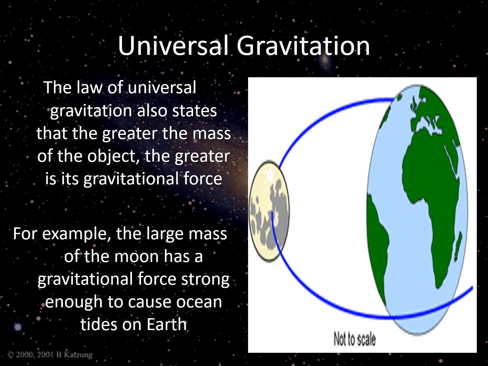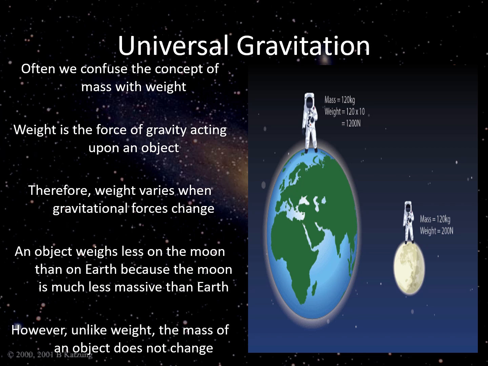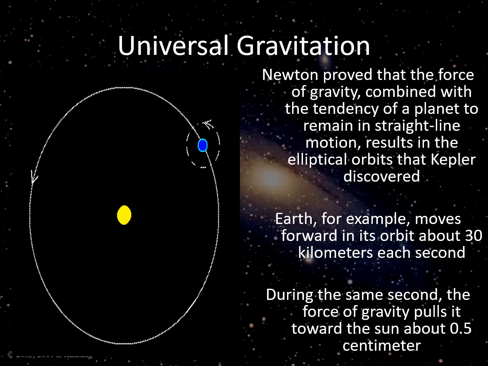And so this law of universal gravitation also states that the greater the mass of the object, the greater its gravitational force. And so the mass of the object is the measure of the total amount of matter that it contains. Often we confuse the concept of mass with weight. Weight is just how much gravity an object experiences, whereas mass is the amount of matter in an object.